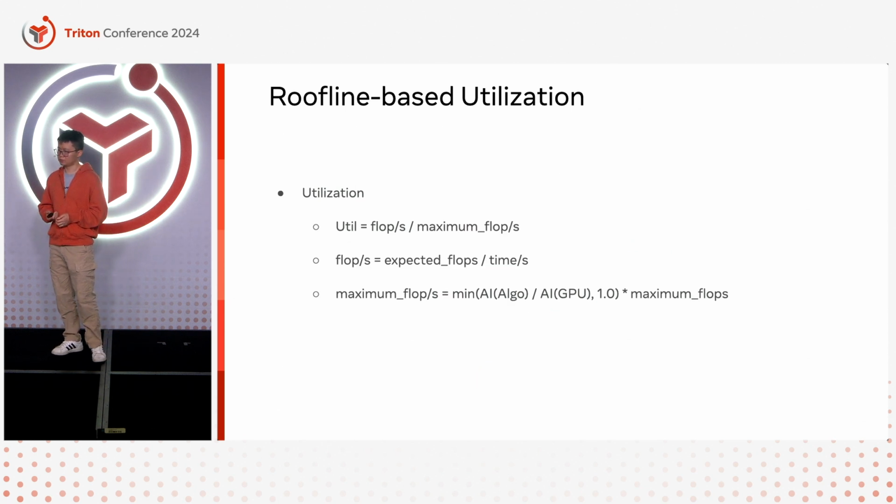Next, if we want to calculate utilization based on the roofline model, what we want to supply is the number of flops and number of bytes of this algorithm. Then the utilization metric is calculated by flops per second versus maximum flops per second. Here, flops is just the expected number of flops, which is calculated by the user, divided by the time of this kernel. Then the maximum flops that can be achieved is the minimum of the arithmetic intensity of the algorithm divided by the arithmetic intensity of the GPU, and 1.0, multiplied by the maximum flops.